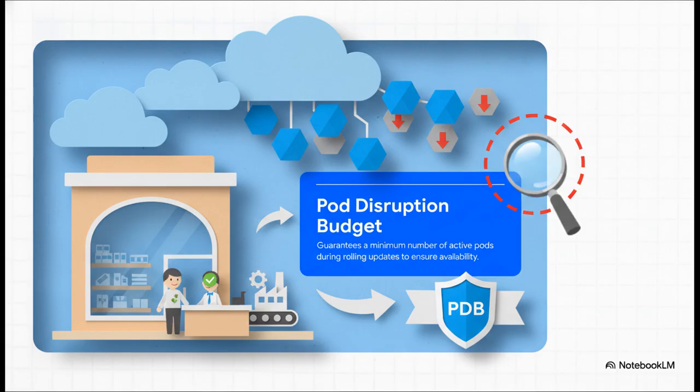Think of a PDB as a minimum staffing requirement for a retail store, ensuring you never accidentally take your entire app offline during a routine update. In production, your application absolutely must be available 24/7. If you trigger a rolling restart of 6 pods and they all go down at the exact same time, your users hit a brick wall. A pod disruption budget prevents this entirely.